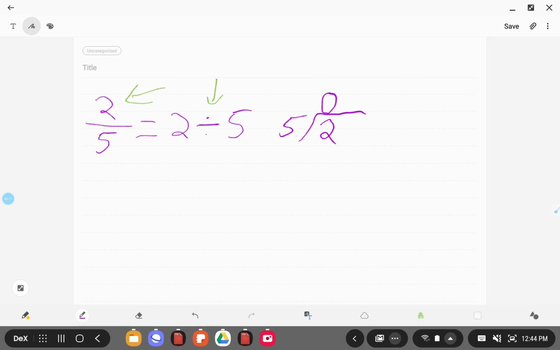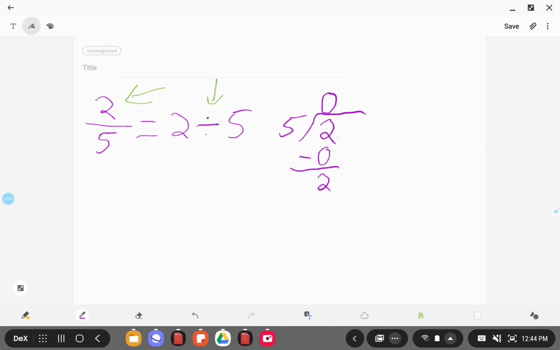So since 5 does not go into 2, 5 times 0 gives us 0. And we need to ask ourselves, well, what do we have left over? Well, we didn't take anything out, so we still have 2 left over. So right now, we're dealing with 0 and 2 remaining. But we're not going to use just remainders. We're doing long division, so we're going to get decimals.